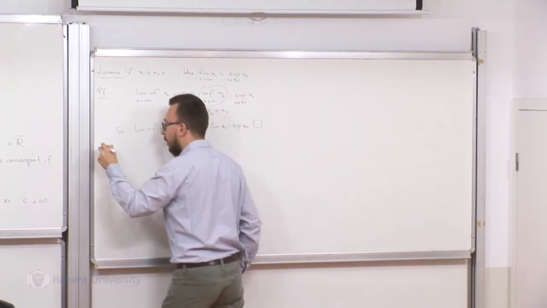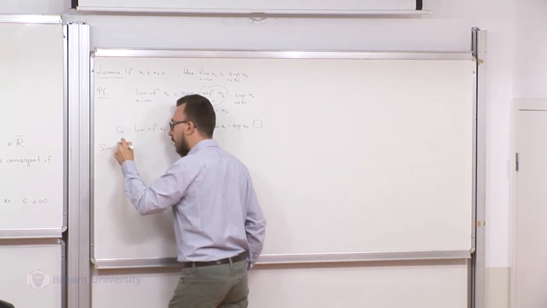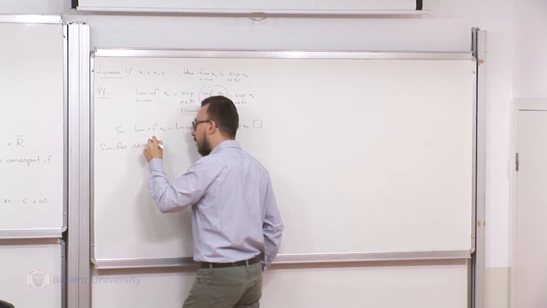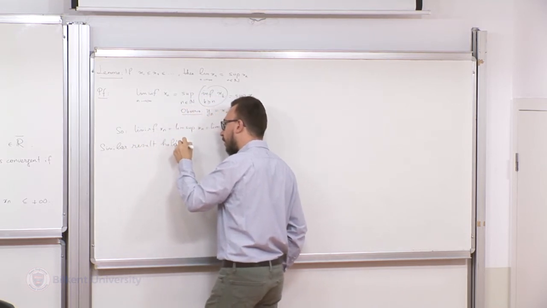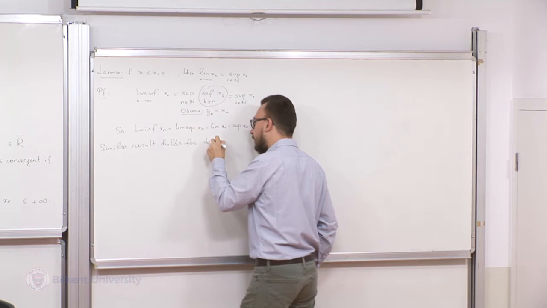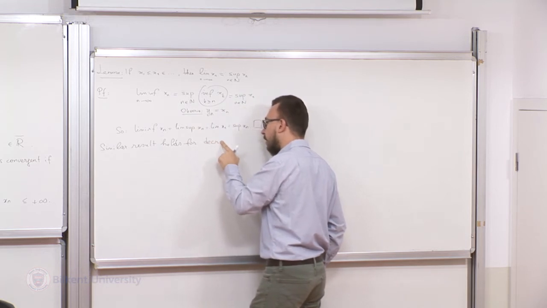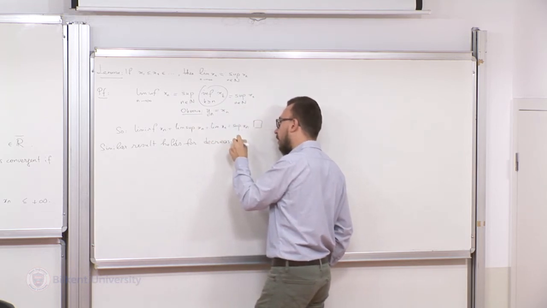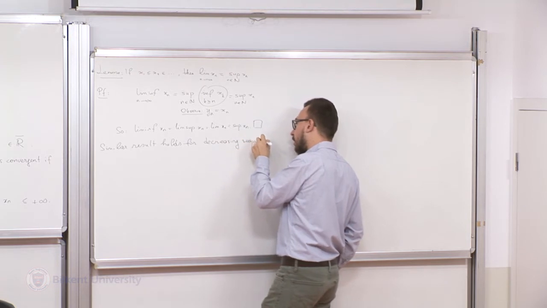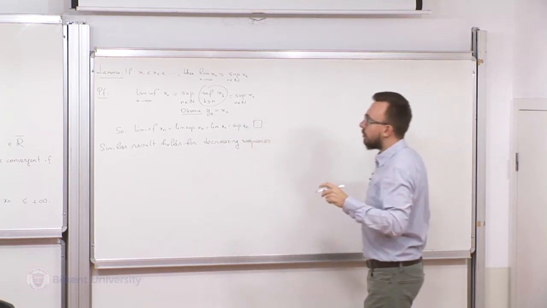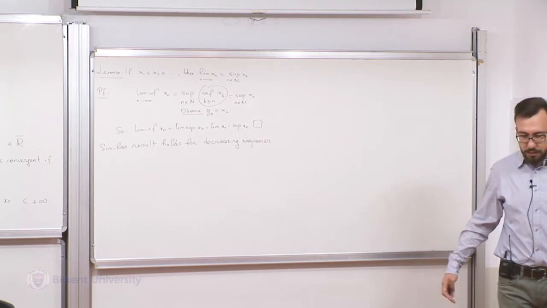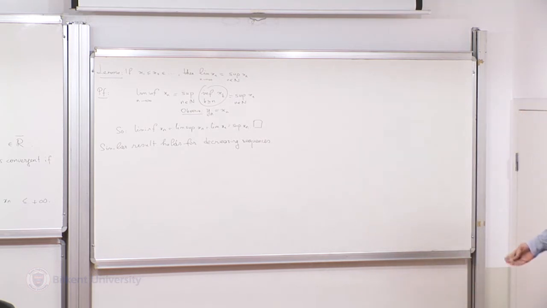So of course, a similar result holds for decreasing sequences. If you have a monotone decreasing sequence, its limit always exists, and it is the infimum.